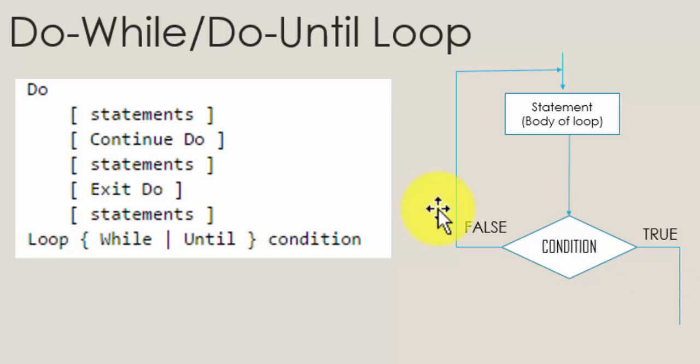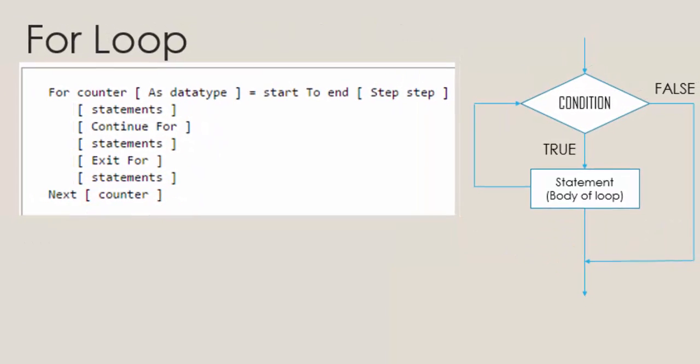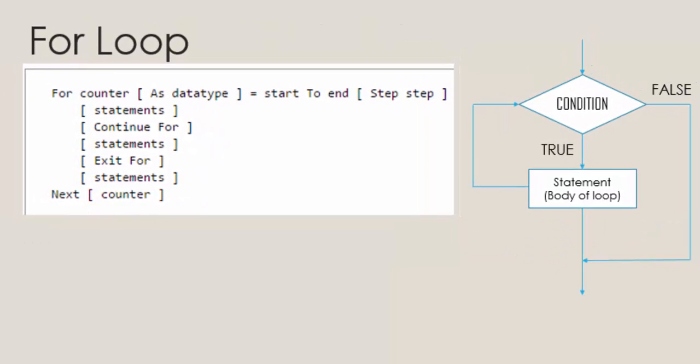So this is the flowchart for it. It's a very similar flowchart. If you notice, they're exactly the same flowcharts except for the wordings or labelings that are being used. And the last of the loops is the for loop, which keeps looping when the condition is true. A great choice for a count controlled loop. That means a loop for which you know how many times the loop is going to execute.